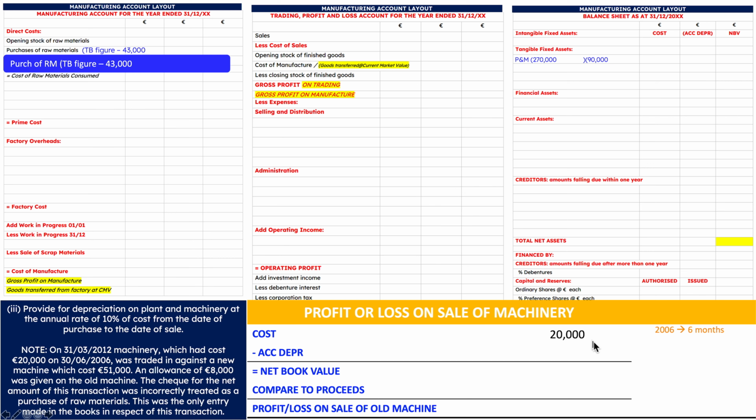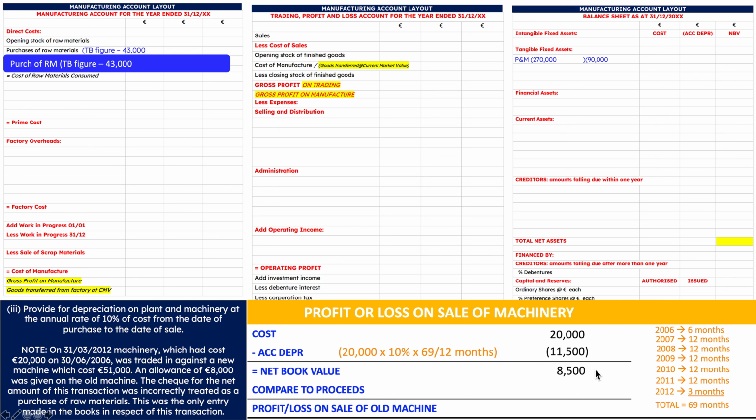So for 2006, they had it for 6 months, 2007, 12 months, 2008, 12 months, 2009, 12 months, 2010, 12 months, 2011, 12 months, and then 2012, when they sold it, they had it for 3 months. Altogether, that is 69 months. So 20,000 by 10% by 69 over 12 months, that is €11,500 there.